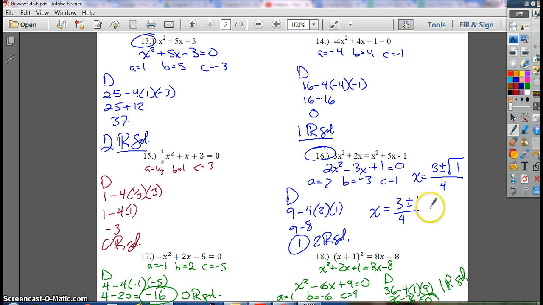So I'm going to have 2 answers. I'm going to have 3 plus 1, which is 4 over 4. And I'm going to have 3 minus 1, which is 2 over 4, which gives us 1 and a half. Those are my 2 solutions.